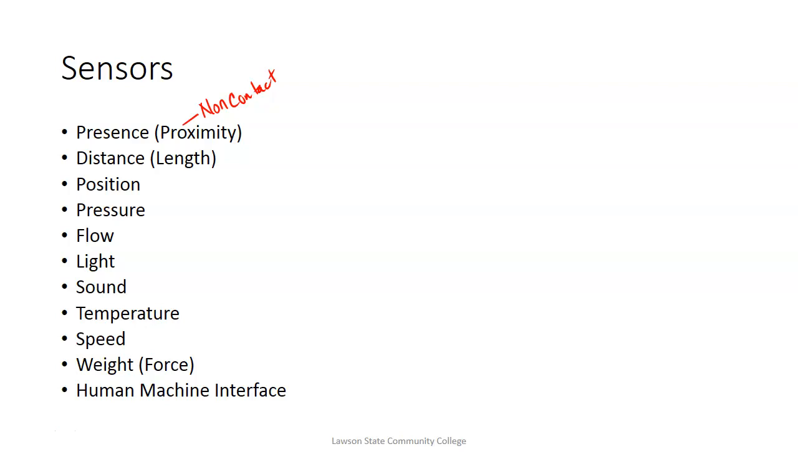We can sense speed. We do have those. Sense weight or force. We don't have any of those on our manufacturing lines. And of course, human-machine interfaces. Technically, a push button is a human-machine interface. But normally when we talk about these HMIs, we call them HMI panels. These are these touch panels that are becoming so popular because they're graphic in nature.